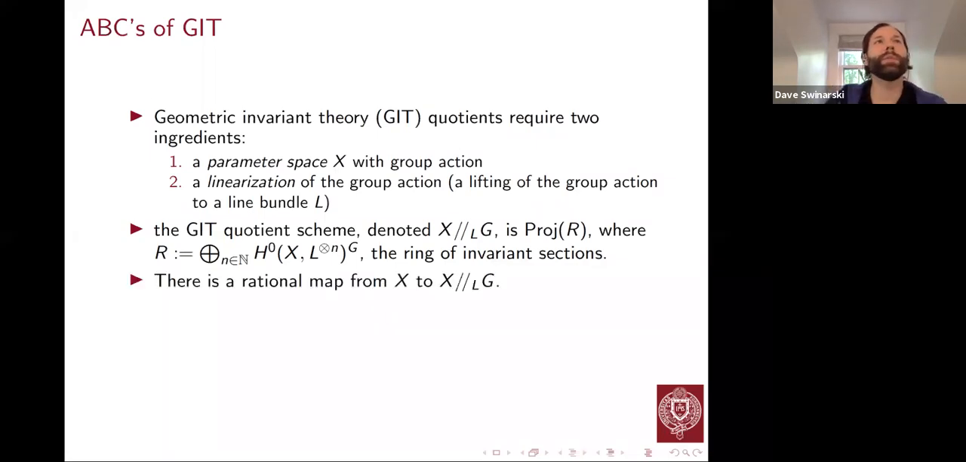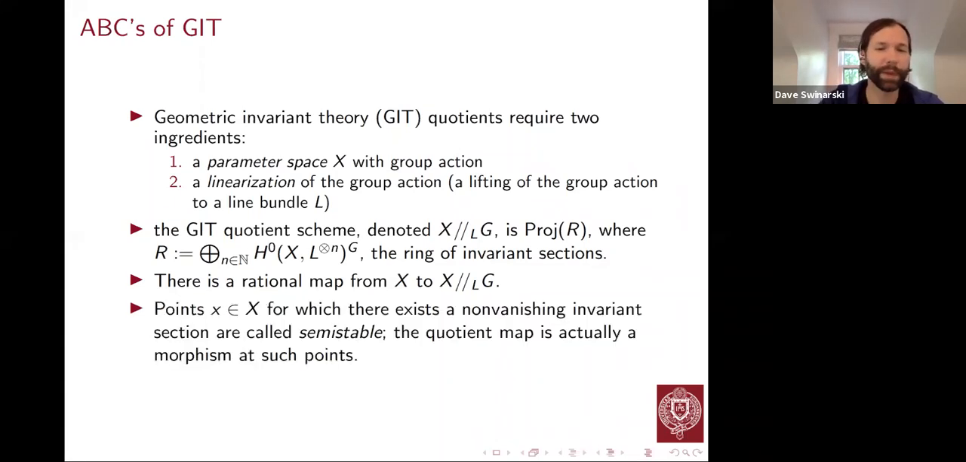Now, things are a little more delicate than they are in the topological or differential geometry categories because in general, you would expect that whenever you form something called a quotient, that the quotient map would be a morphism in that category. And that's not exactly true in GIT. What you're always guaranteed is that there's a rational map from your parameter space to this quotient. But what could go wrong?